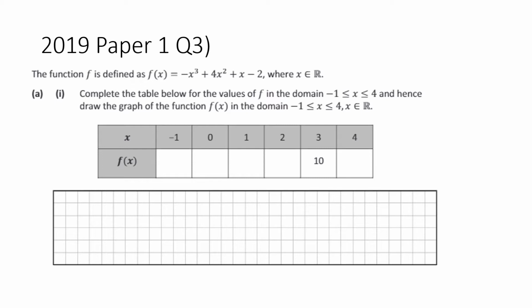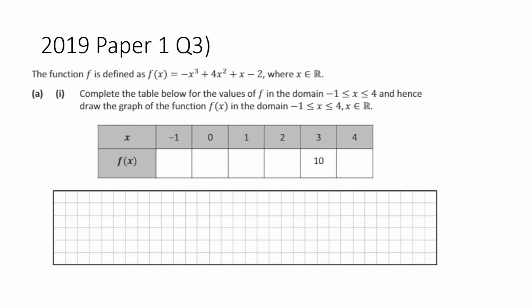So you're going to go to your calculator, you're going to go to the menu or mode, you're going to go to the table function. Once you go to your table function, you are going to put in your function here, which is minus x cubed plus 4x squared plus x minus 2. It's going to ask you where you want to start. You start at minus 1. It's going to ask you where you end, which is 4.